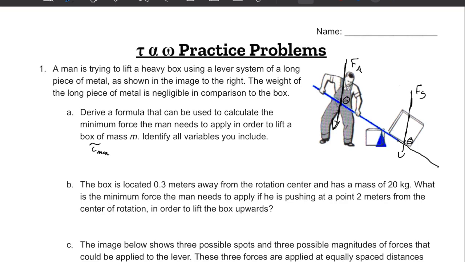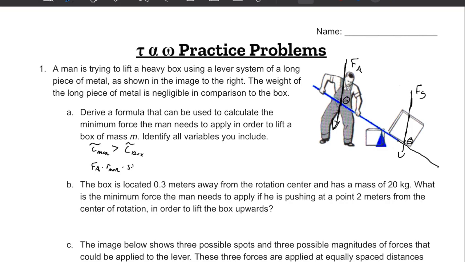We're going to say the torque by the man has to exceed the torque by the box. If it's the same, there's not going to be any acceleration. There won't be any change to the velocity of zero. The question is asking us what torque is required in order for him to move the box, so he has to exceed it by some minimal amount.